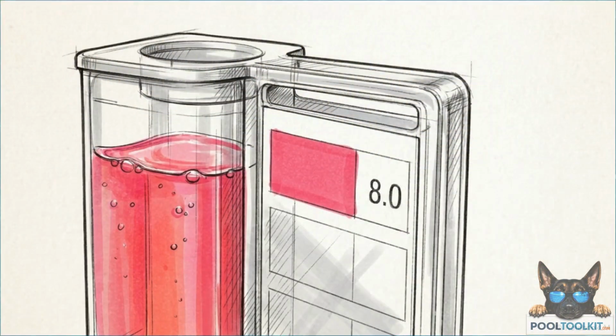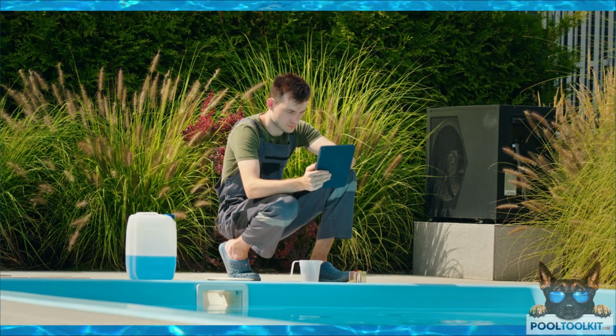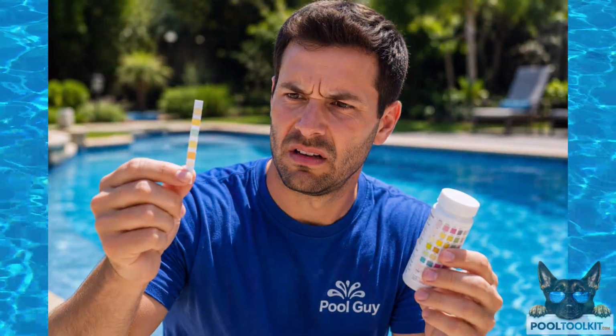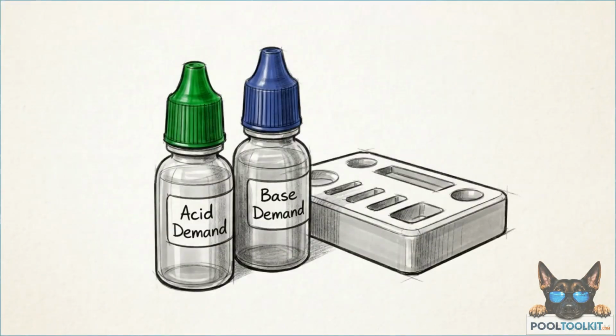A standard pH test gives you a snapshot of where your water sits right now, but it leaves you guessing on how to fix it. That's where demand tests come in. They tell you exactly what physical action to take.